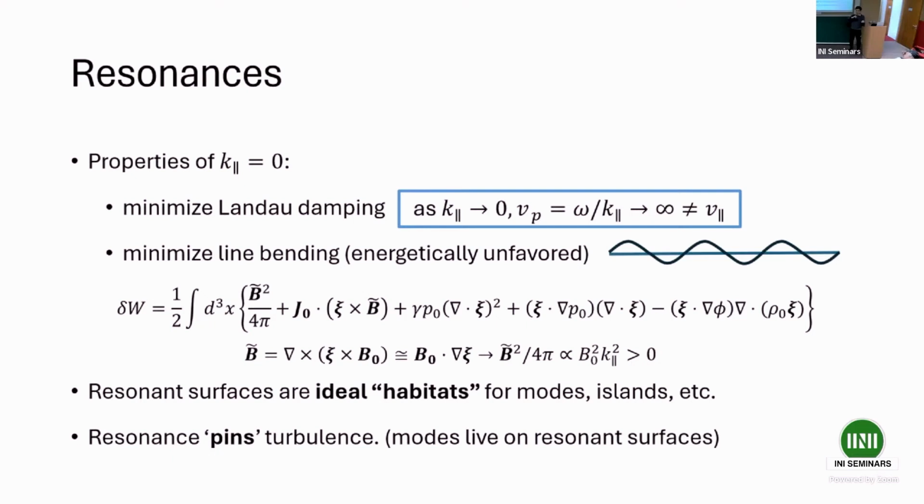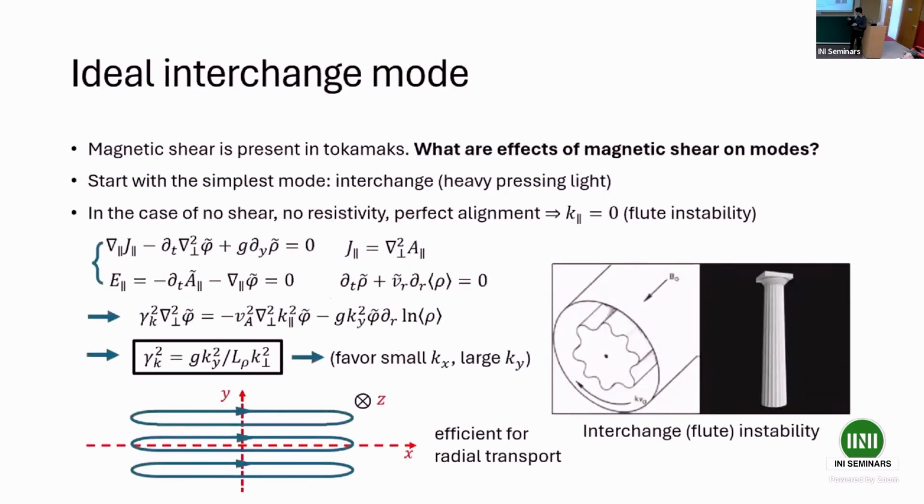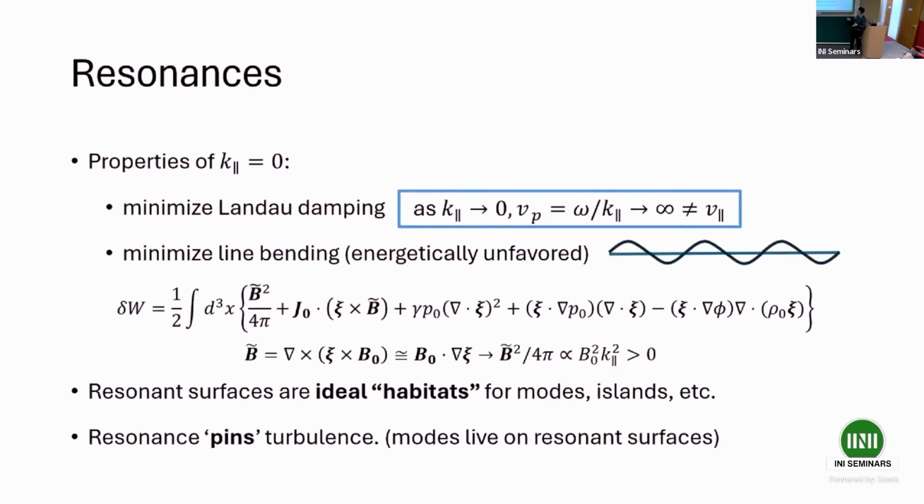The motion of the field line is coupled to the motion of the fluids. When the fluid moves, the field line will also move together. So there will be bending of the magnetic field lines, which costs extra energy, because the first term here is proportional to K parallel squared. So if the field line is bent, it will stabilize the plasma mode.